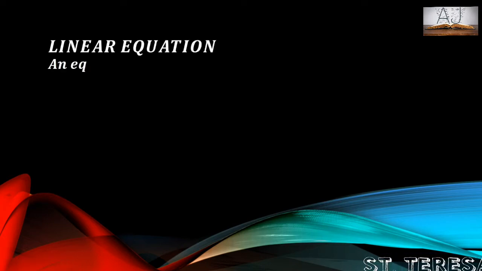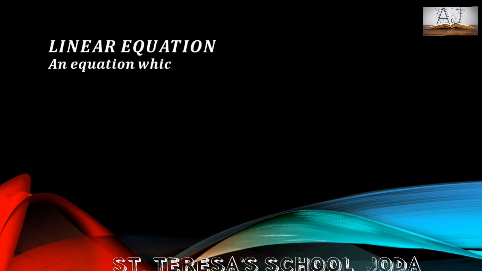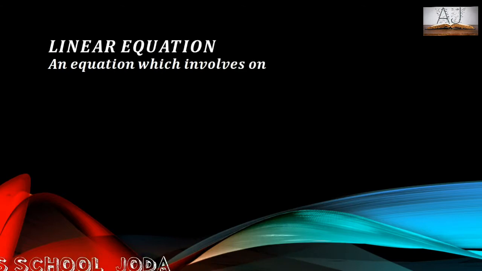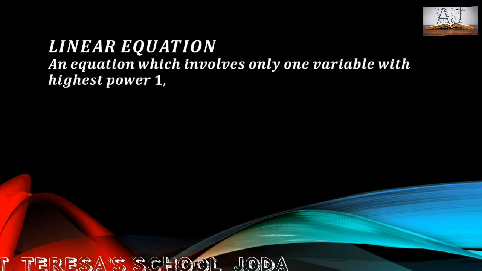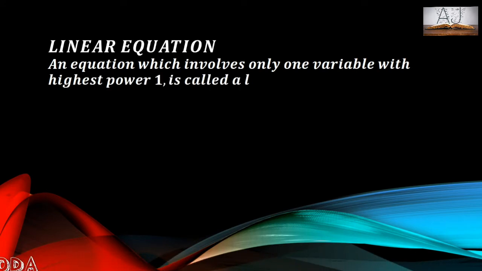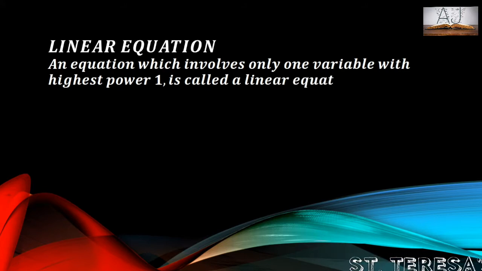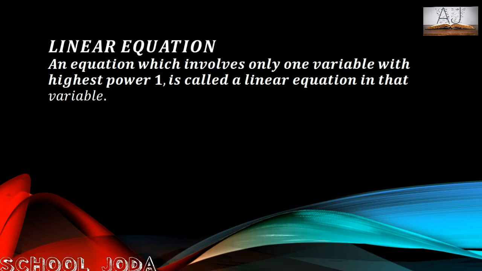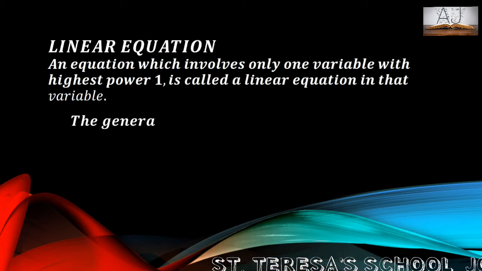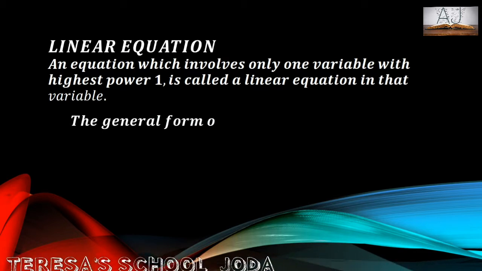Now we will see linear equations. So what are linear equations? An equation which involves only one variable with highest power of 1 is called a linear equation. Oh, you didn't get the meaning of it. I'll explain you what is the linear equation in a variable. But before that, let us see the general form of it.